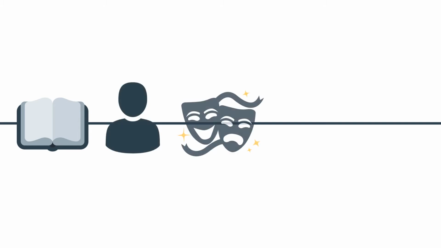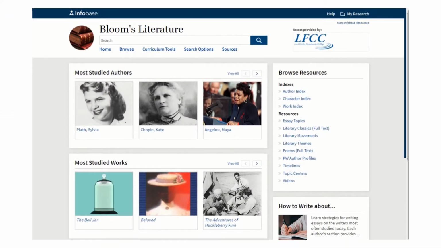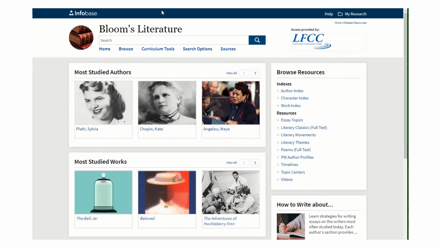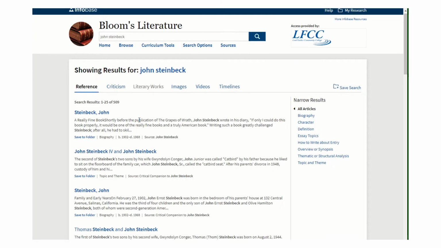The best way to search the literary databases is by using keywords like the title of the work, author, the genre, time period, or literary themes that you're analyzing. In most of the literature databases, like Bloom's Literature, you'll find literary criticism, context on the works, and biographical information on the author.